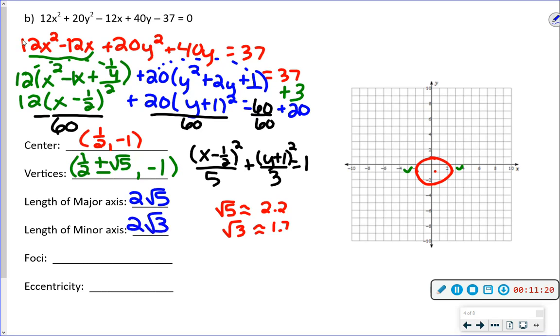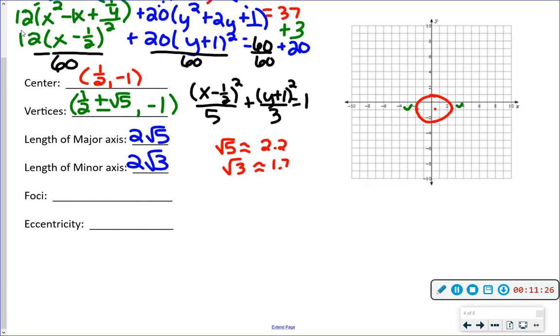Foci. Okay, we're going to do the c-squared. I'm just going to scroll this up a little bit so I'm not clear at the bottom here. Foci, c-squared. We're going to do 5 minus 3, of course. We're going to subtract our denominator. Another square root we're going to end up with. That's about 1.4. I just happen to know that.